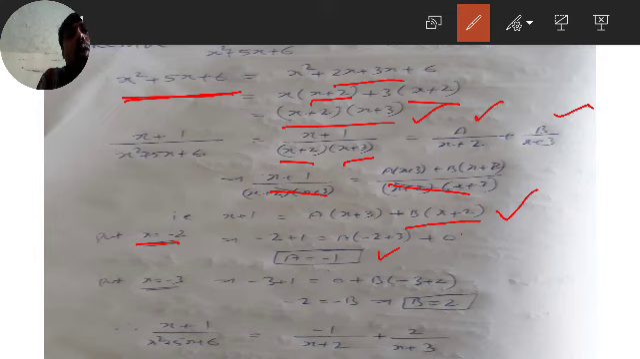To get b value, you have to make a 0. How to make it? Put x is equal to minus 3, you get b is equal to 2. Substitute a is equal to minus 1, b is equal to 2. So minus 1 by x plus 2 plus 2 by x plus 3 is the answer.